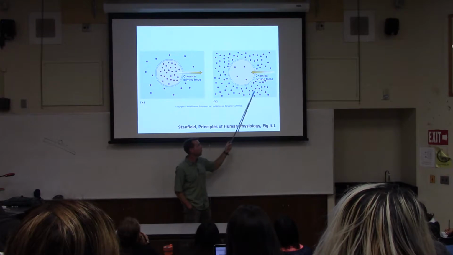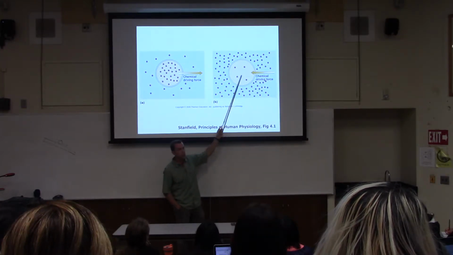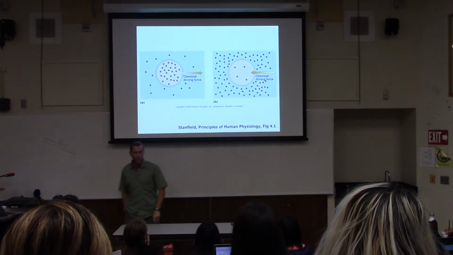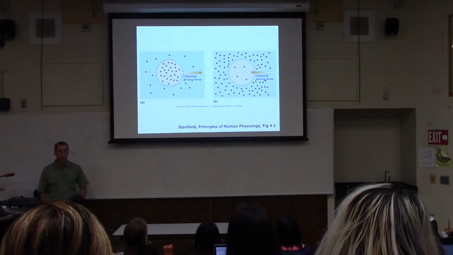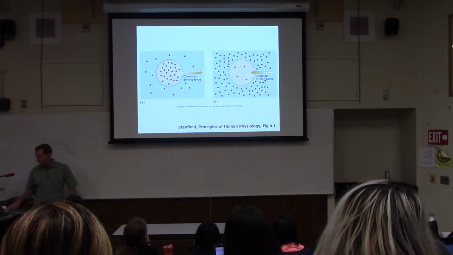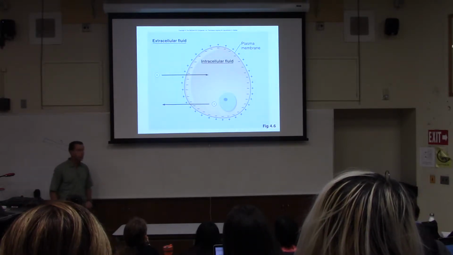Also, the opposite could be true. If we had a high concentration of red outside and low concentration inside, diffusion would tend to go into the cell. That's all based on concentration gradients, right? The number of particles in a given volume. But electrical gradients can drive this diffusion as well.